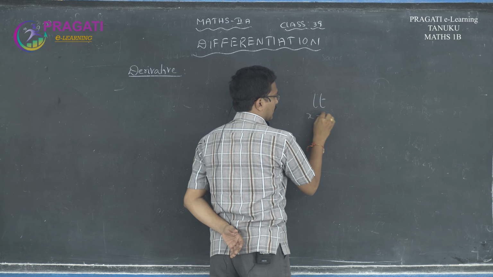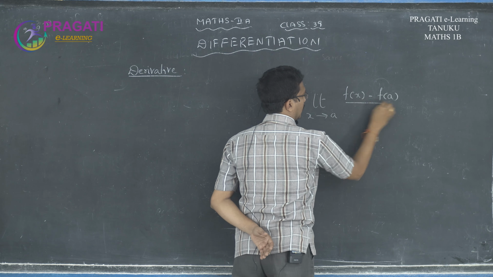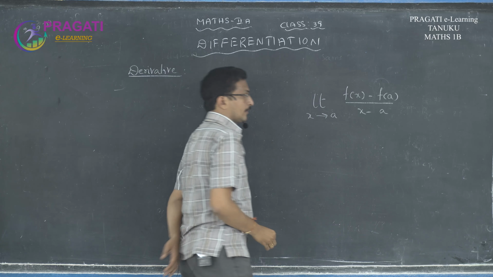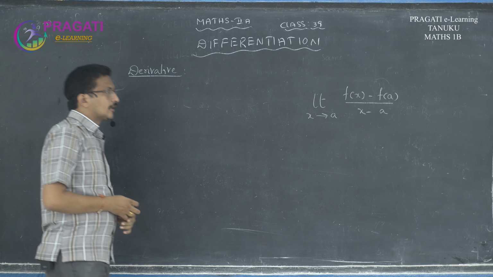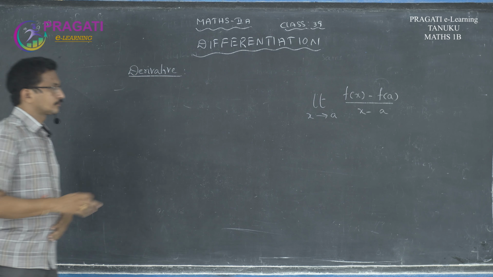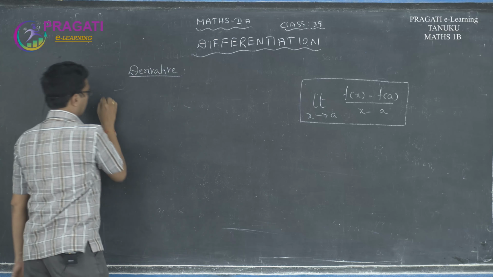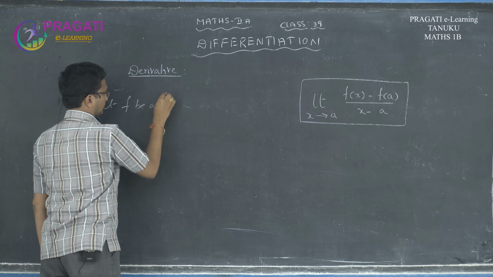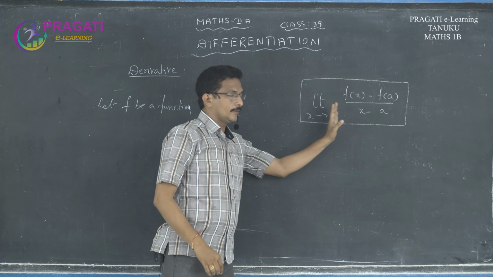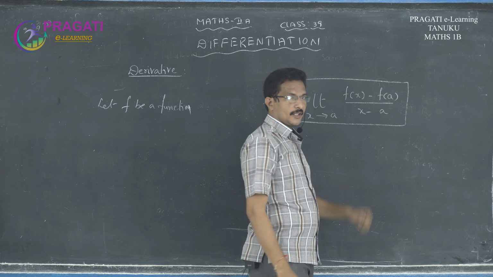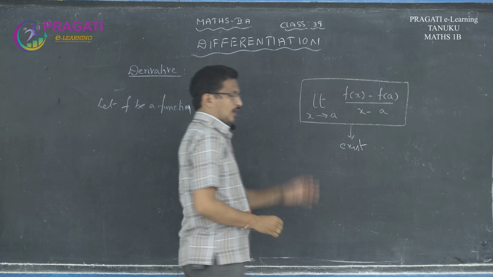limit x tends to a, f of x minus f of a by x minus a. If it exists, the value is called the derivative of the function f. Here, let f be a function and limit x tends to a, f of x minus f of a by x minus a, exist. Exist means we get a finite value.